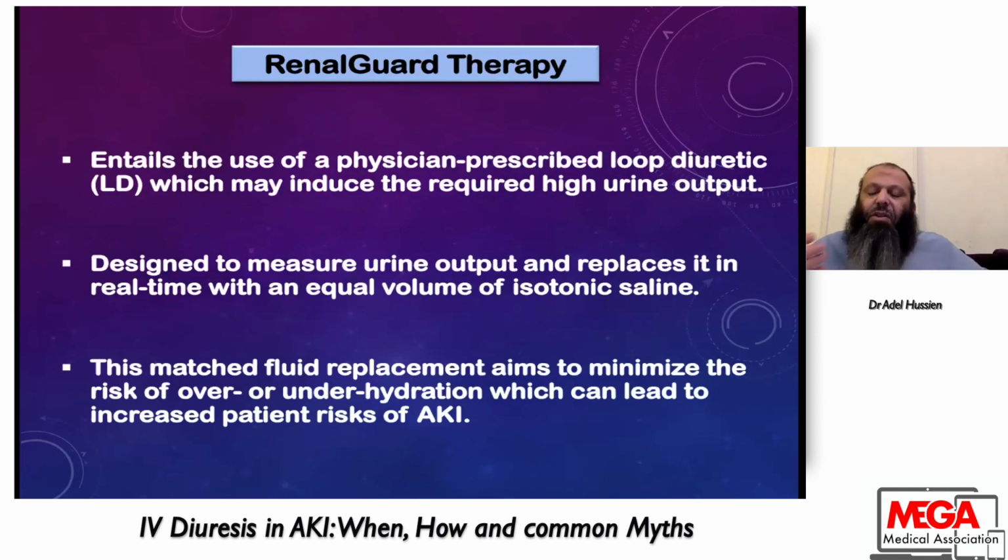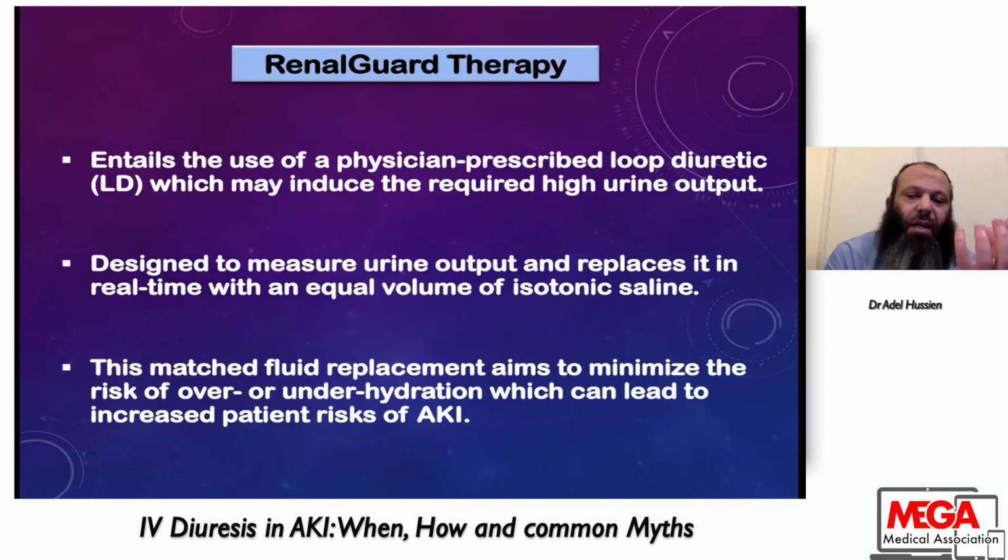What other intervention is there to reduce the incidence of AKI resulting from contrast, the so-called contrast nephropathy? Over the last 4 or 5 years there has been an approach called renal guard therapy. What does this approach entail? It entails the use of physician-prescribed loop diuretics, which may induce a higher than usual urine output. It's designed to measure the urine output objectively. Then you replace it in real time with an equal volume of isotonic saline. So this is the idea behind renal guard therapy.